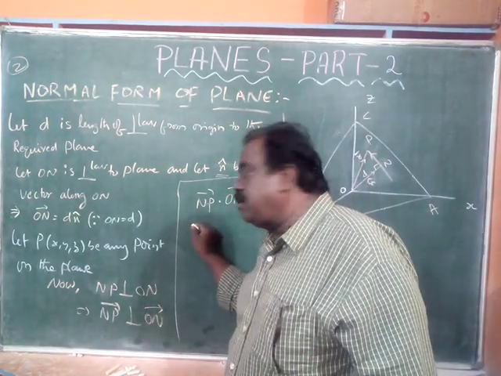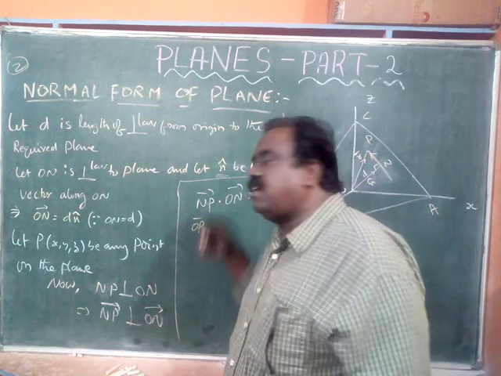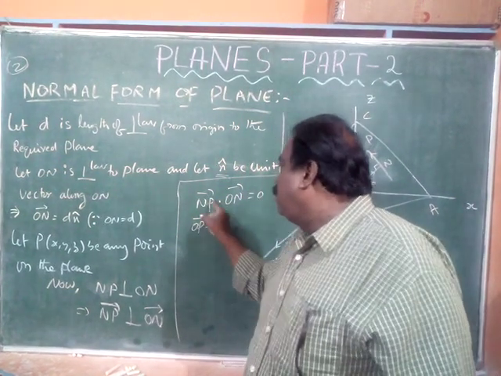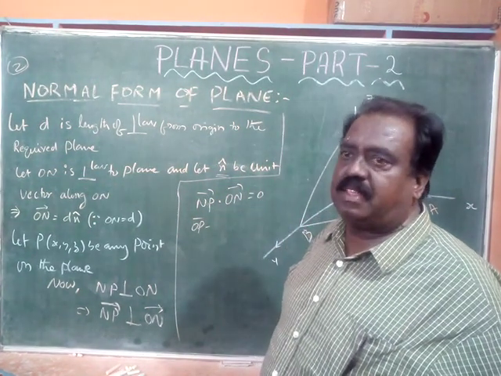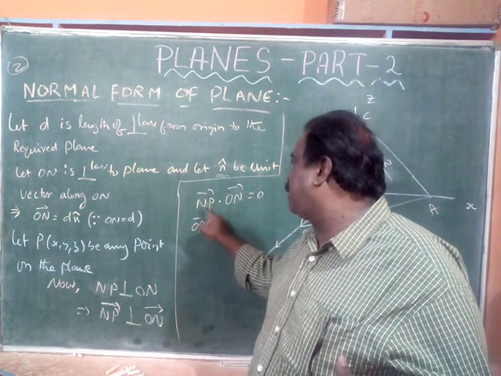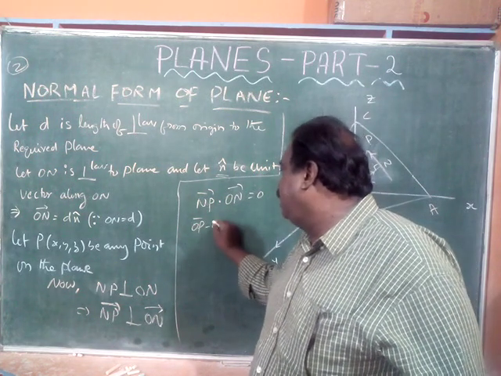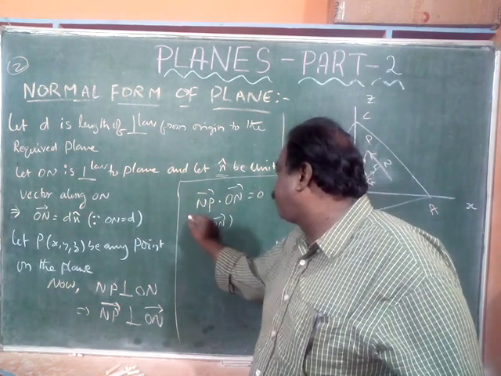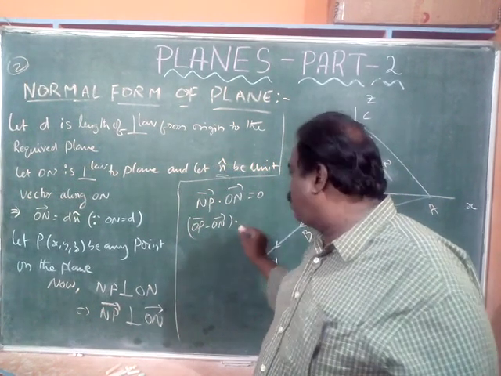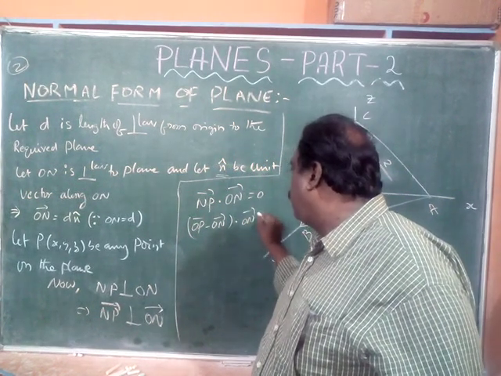What is NP? NP is a free vector. Any free vector is expressed as the difference of the position vectors of the terminal and initial points. We know it first. And this is ON bar as it is.